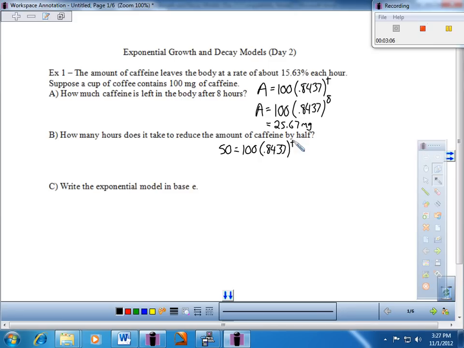But I want to deal with that 100 first. So everyone, let's divide by the 100. I get 0.5 equals 0.8437 raised to the t. Now, again, this is that great algebraic step here. What I do is very simply take the base of the power and roll it over to the other side. And remember, when it rolls over to the other side, it changes from the base of the power to the base of the logarithm. So I get log base 0.8437 of 0.5, and that should be our t.